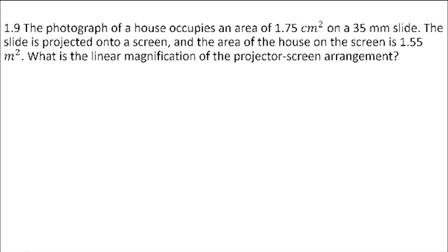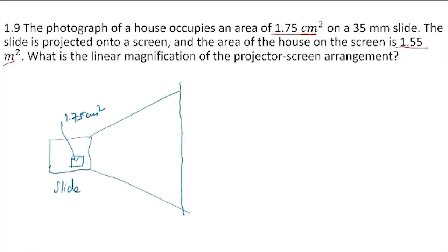So here we see that the area of the house has increased from 1.75 centimeters square to 1.55 meters square. So here the area has increased by a humongous amount. So we need to have both the scales the same when we are comparing the magnification. So let's have a pictorial representation of the case here. Let's assume that this is the slide and this is the house that is taking 1.75 centimeters square. It is projected on the screen and there it takes 1.55 meters square. So the magnification would be the division of areas.